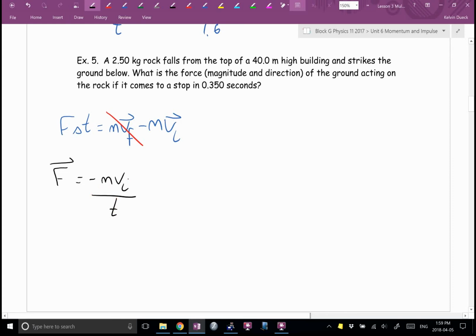Let's do a quick check. Do I know time? 0.350 seconds. Do I know the mass? 2.5. Do I know the initial velocity that we hit the ground with? No. So even though this question's asked me to find the force, I'm going to spend most of my time finding how fast I'm going when I hit the ground. So, draw a little line like that.